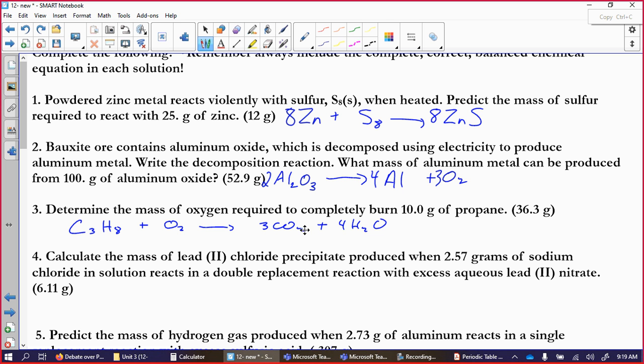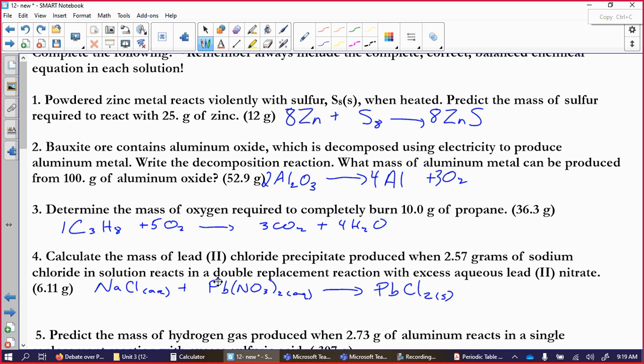4 and 6 are 10, so 5, 1. Calculate the mass of lead 2 chloride precipitate formed when sodium chloride in solution reacts in a double displacement or replacement reaction with lead 2 nitrate. Well, it says that's a precipitate.